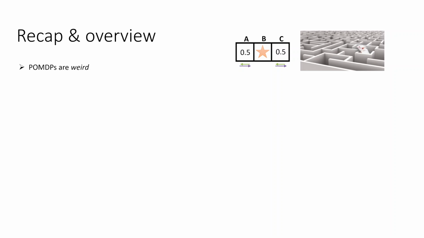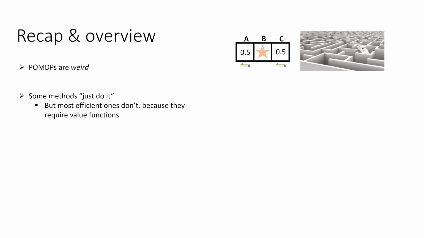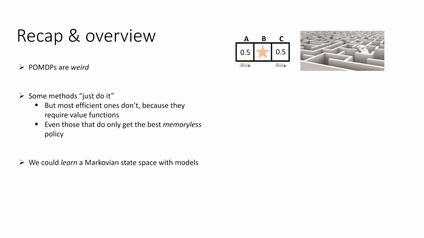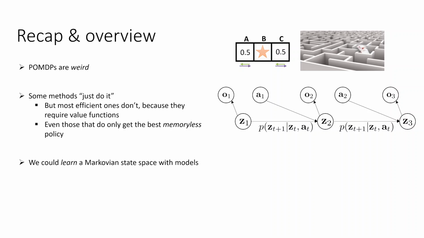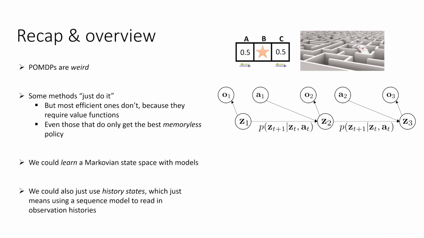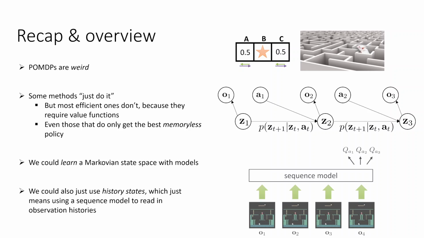So to recap, POMDPs are weird. There are things that happen with POMDPs that never happen with MDPs, like stochastic policies and information gathering actions. Some methods just work in the sense that they recover the optimal memoryless strategy. But the most efficient ones, like value-based methods, don't, because they require using value functions. And even those that do work, they still get memoryless policies, which might not be as good as the best policy with memory. We could learn a Markovian state space with models, like sequence VAEs, and that is a valid thing to do. We could also just use history states, which just means using a sequence model to read in observation histories. And that can be an efficient way to do things, except you need to use sequence models then to represent your value functions, policies, and models.